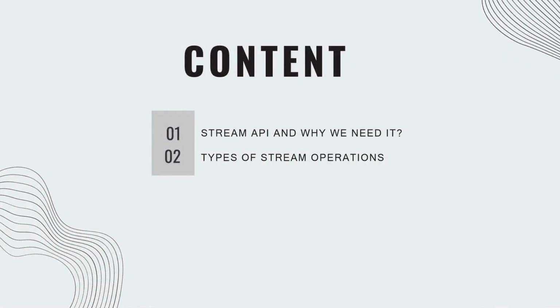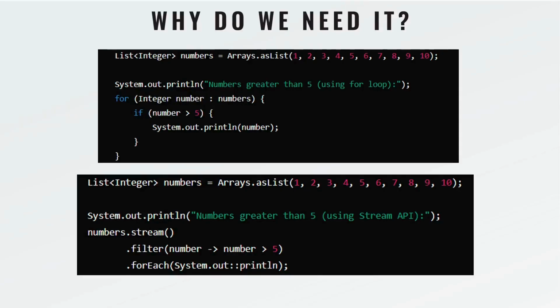In this video, we'll look into the Java Stream API, why we need it, and also the type of operations it offers. So let's get started. The main reason why Stream API is preferred over the normal approach is that it provides a more expressive, concise, and efficient way to process a collection of data. It focuses on what needs to be done rather than how to do it.